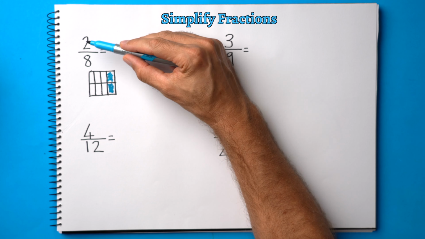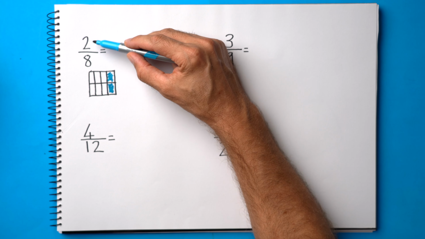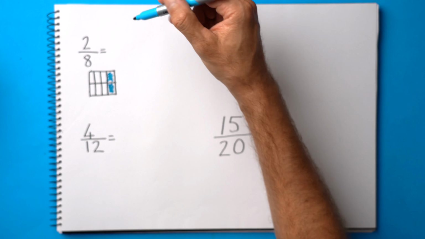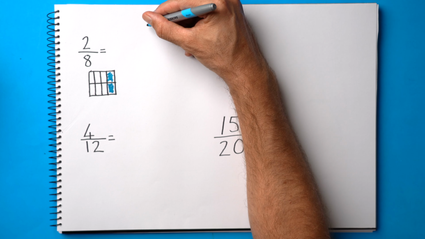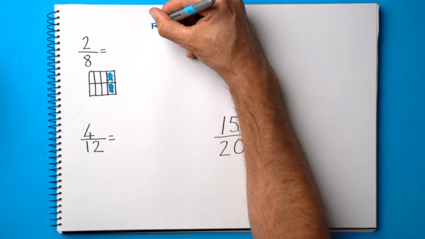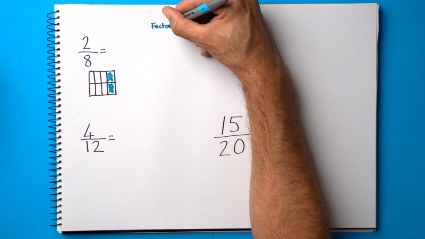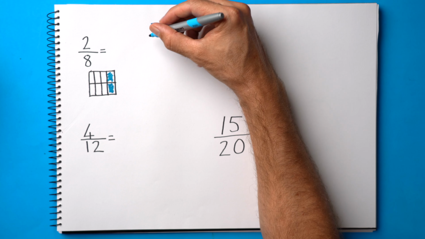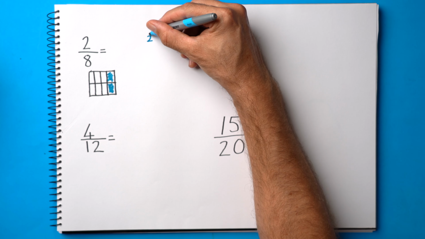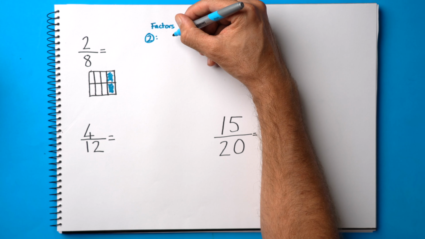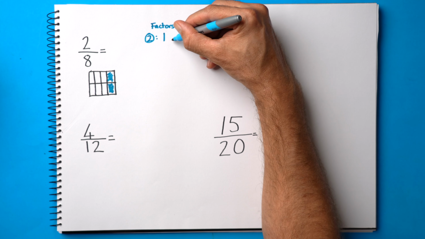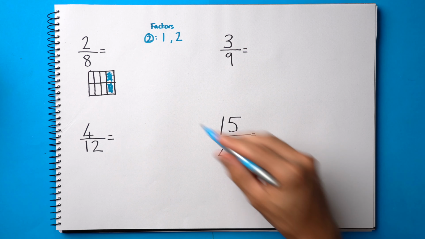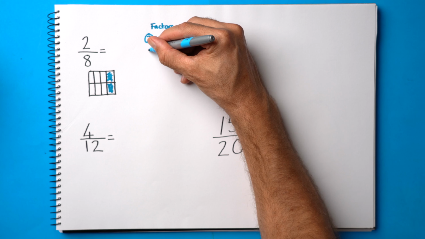First of all, I need to work out all the factors of 2, which is all the numbers that 2 can be divided into evenly. So I'm just going to put here factors, and factors of 2 are, well, we could divide it by 1 evenly and we can divide it by 2 evenly, and that's it. And we're also going to have a look at the factors of 8.